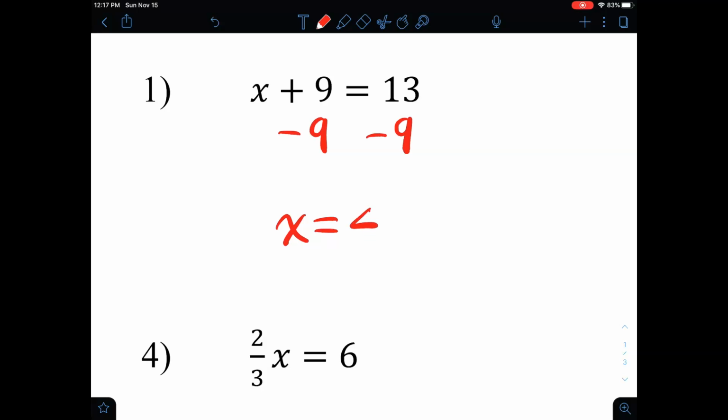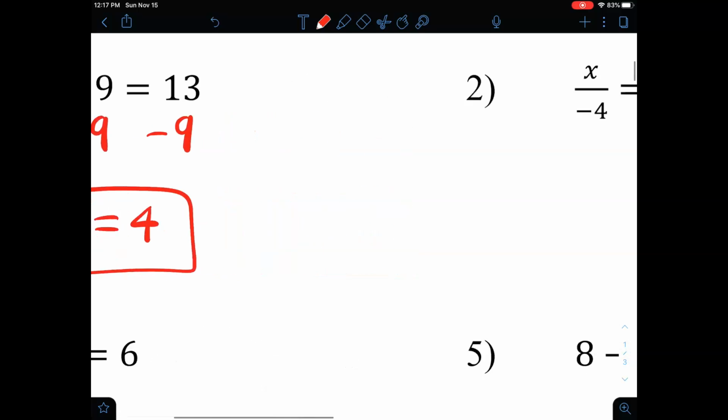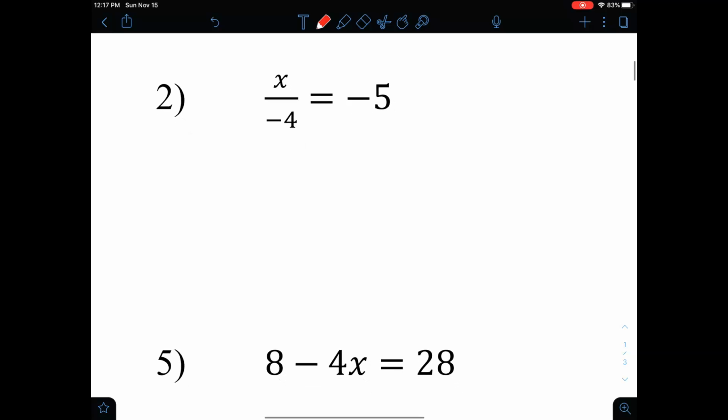So like I've mentioned many times, you probably could have guessed that x equals 4 just by guessing what number goes in the blank, but that is not solving, and that's not going to aid you very well from Algebra 1 onwards. So it's very important that you know how to solve problems and not just guess what the numbers are, okay? All right, number 2, x divided by negative 4 equals negative 5.